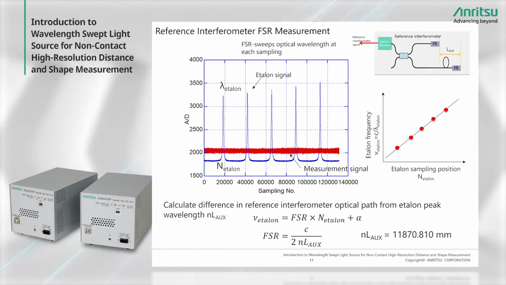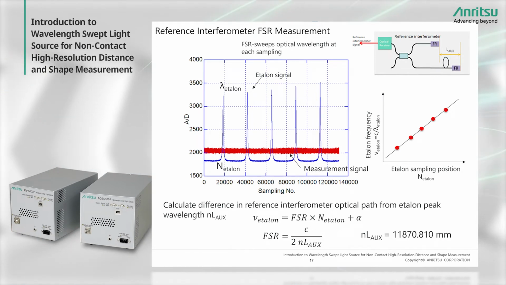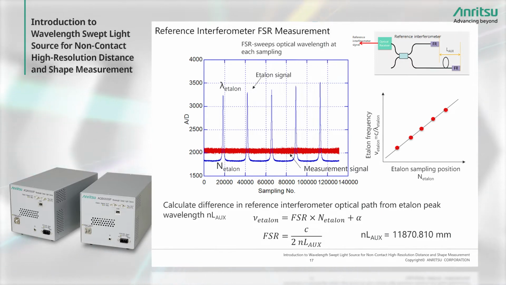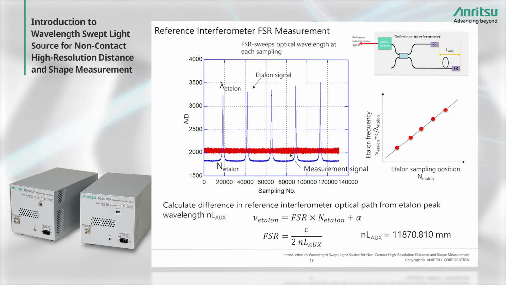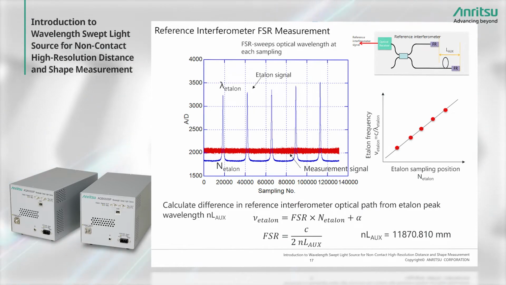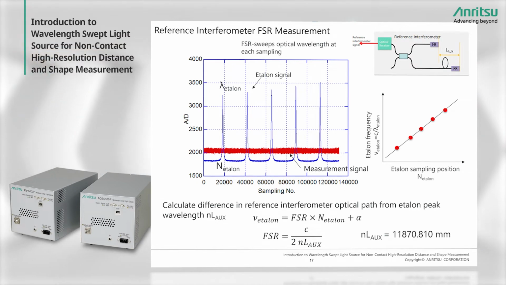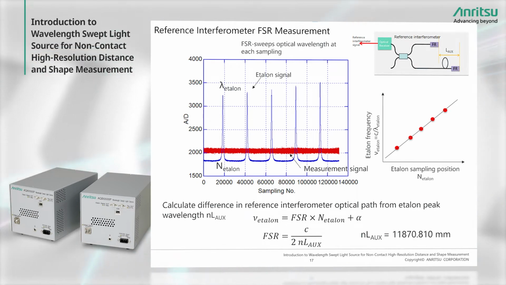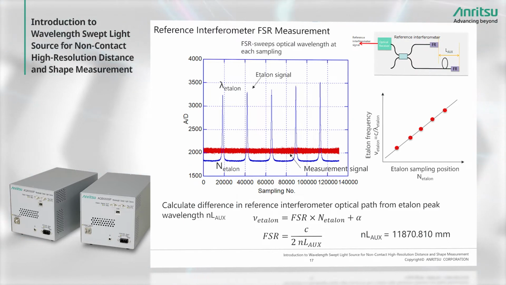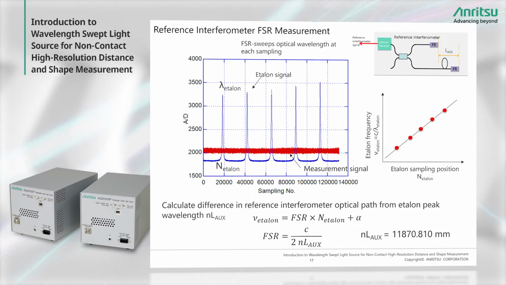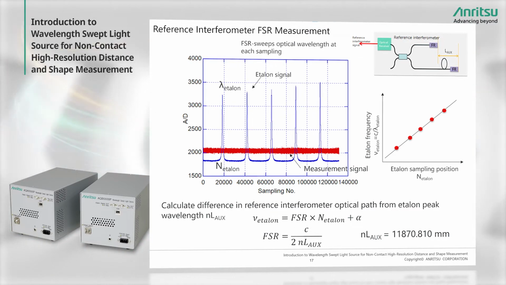Using this value, the etalon peaks, or in other words the sample positions, are plotted first on the horizontal axis, and the optical frequencies calculated from these peaks are plotted on the vertical axis. Since etalon peaks are detected at 5 points, the peaks for 5 points are plotted like this, and the FSR of the reference interferometer is found as the gradient of the curve by the least squares method. Knowing this FSR makes it possible to calculate the reference interferometer delay length of 11,870.810 mm with very high precision.